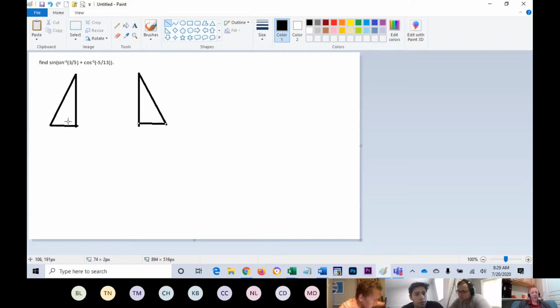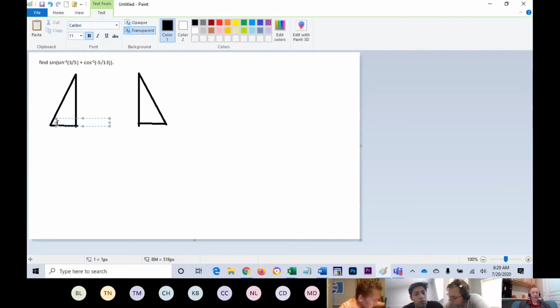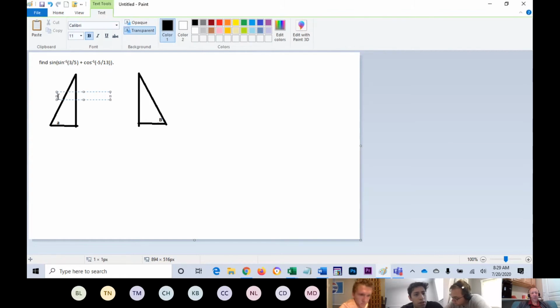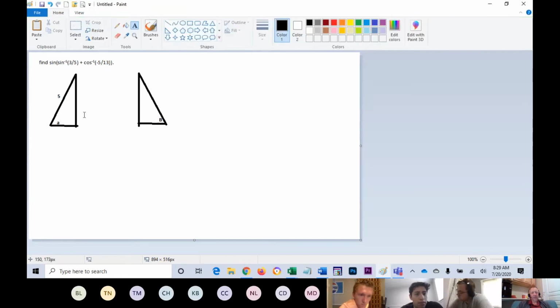All right, that's close enough. Okay, so let's call this angle alpha here. We're going to call this angle beta. So could you figure out the sine of alpha here? The sine of alpha? Well, the hypotenuse is going to be 5. And the opposite is going to be 3.